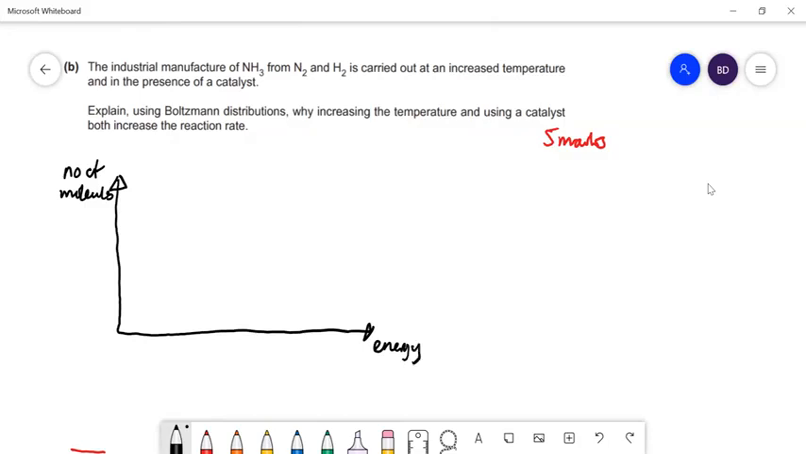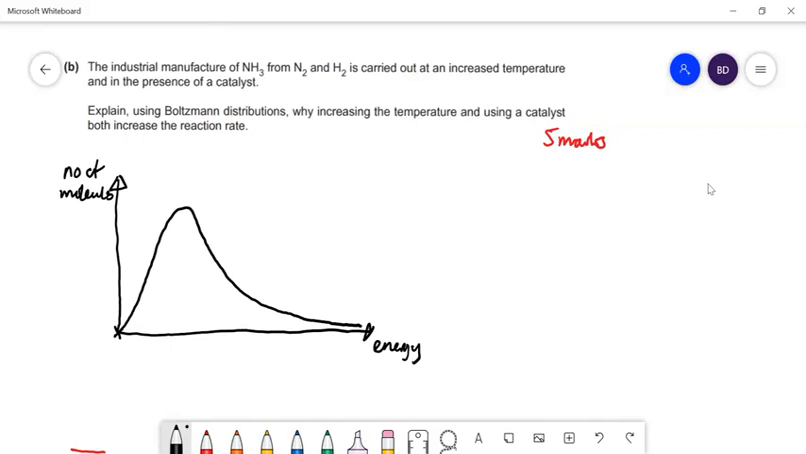Now the Boltzmann distribution always starts off with 0 molecules having 0 energy, so it starts at the origin, and you'll get a curve something like that. It's skewed, isn't it? That is at temperature 1.